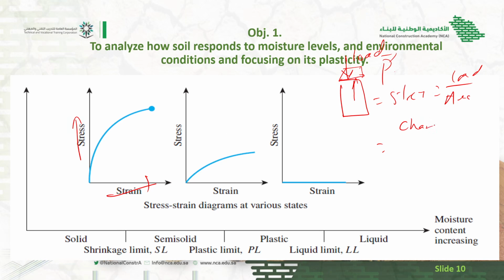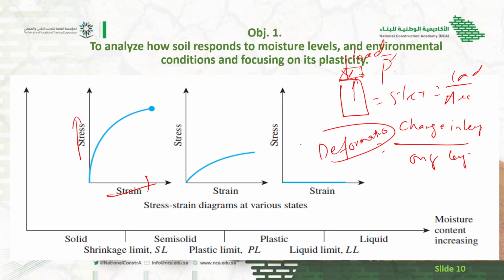The other one is strain. What is strain? Change in length or change in shape divided by the original length. It is also called deformation. Deformation means change in the shape. So on one axis we are dealing with the load, and on the other axis we are dealing with the deformation. When the soil is put in, for example, a UTM or compression machine, the load is applied on it. There are two plates, and the specimen is subjected to an axial compression load.